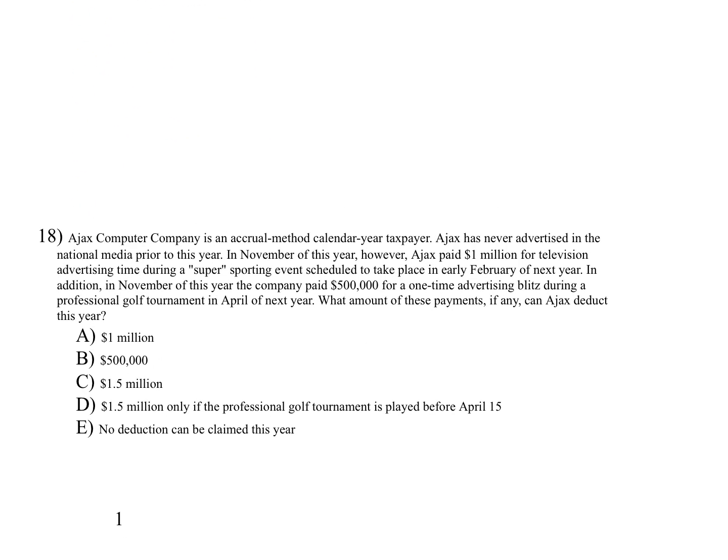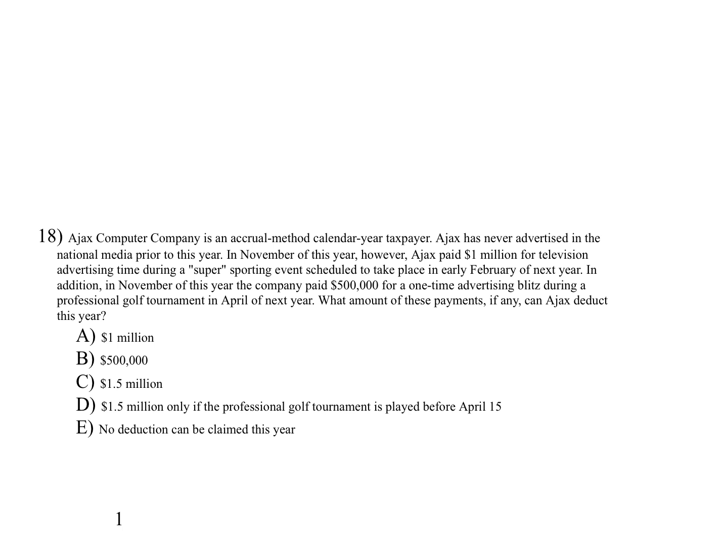And then finally, we have number 18. Ajax Computer Company is an accrual method calendar year taxpayer. They have never advertised in the national media prior to this year. In November of this year, they paid $1 million for television advertising during a super sporting event scheduled to take place in early February of next year. In addition, in November of this year, the company paid $500,000 for a one-time advertising blitz during a professional golf tournament in April of the next year. What amount of these payments, if any, can Ajax deduct this year?